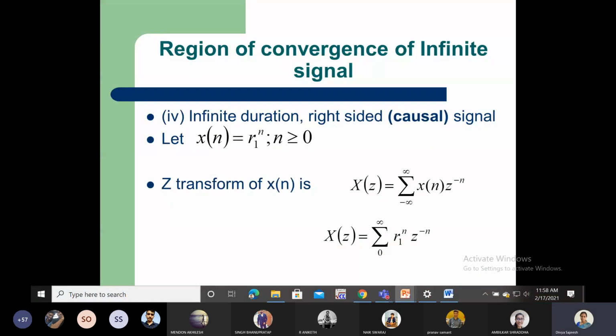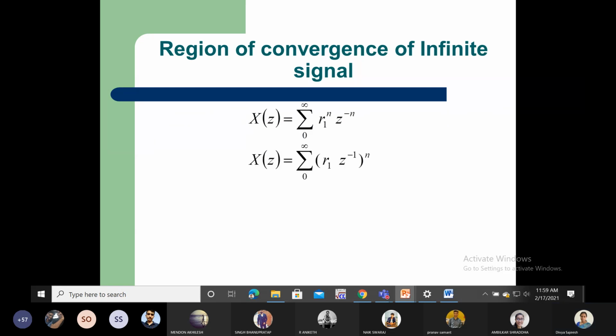So, an infinite duration, right-sided causal signal, which is defined as R1 raised to n. Since it is right-sided, it is n greater than or equal to 0. Now the general formula for the Z transform exists from minus infinity to plus infinity of x of n Z raised to minus n. Since your signal is right-sided, I can redefine the limit as 0 to infinity, with your signal R1 raised to n, Z raised to minus n. Now I am writing it as the power of n: R1 Z inverse can be taken inside the bracket and raised to n.